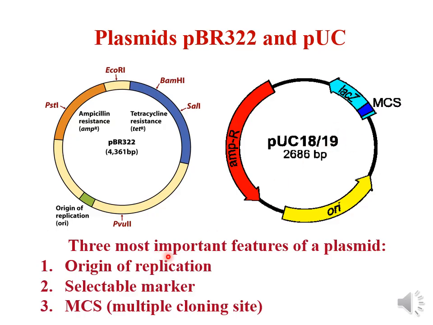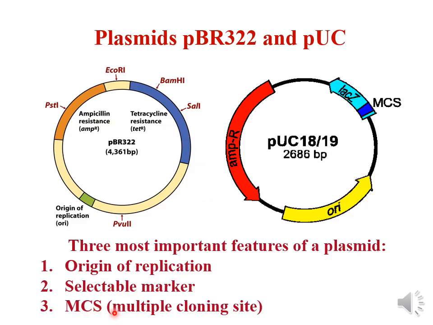So the three most important features of any plasmid are: it must have an origin of replication, because it has to be replicated independent of the chromosome. You can see here this is the origin of replication, and this is the origin of replication. Then it must have at least one selectable marker, like you can see here, which is antibiotic resistance. Here is the ampicillin resistance gene, and here in this case there are two antibiotic resistance genes.